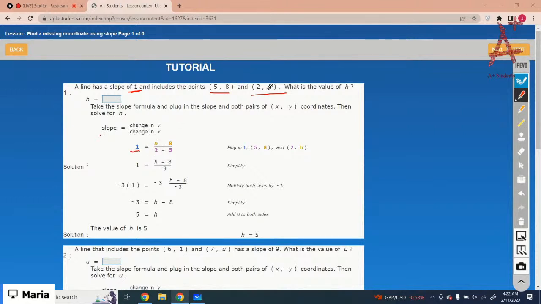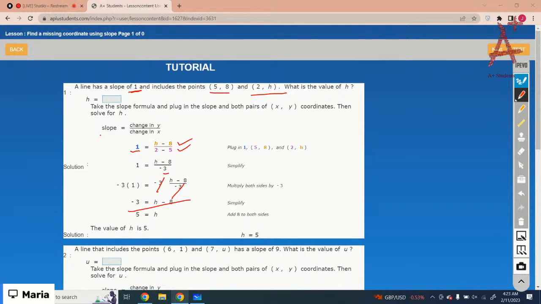And now change in y is h minus 8 and 2 take away 5. Got it? If you have any question up till now, you can ask. Okay, it would be then 1 equals (h minus 8) over (2 take away 5), and 2 take away 5 is negative 3. Got it? Now you have to remove that negative 3. So multiply both sides of the equation by negative 3 because you have to remove that negative 3 from the denominator. So negative 3 and negative 3 got cancelled out, and negative 3 times 1 is negative 3. Got it? So it would be negative 3 equals h minus 8.